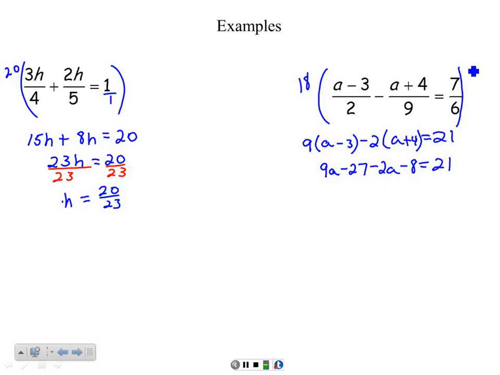Alright, on the left hand side we need to combine like terms. 9a and negative 2a is going to be 7a. And negative 27 and negative 8 is going to be negative 35, is equal to 21. Just combining like terms. So now we're going to add 35 to both sides because we're taking it across the equal sign, so this is where we're going to do the opposite. So we have 7a is equal to 56, and then if we divide both sides by 7, we're going to get a is equal.